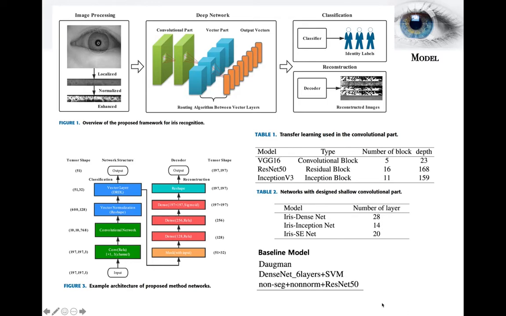We also have the three baseline models. Those three types of model are from the previous literature, and they will compare those later in the paper.